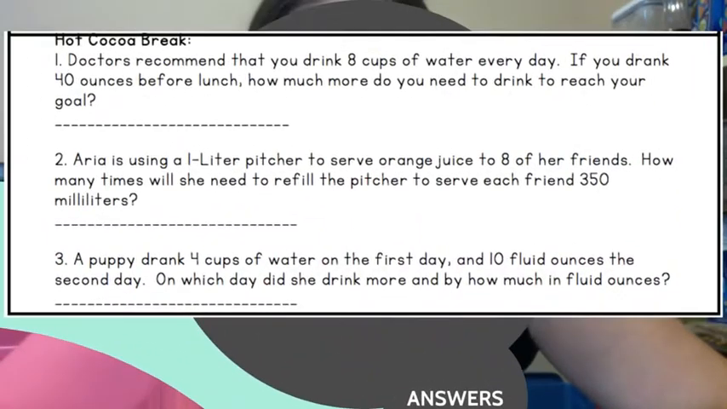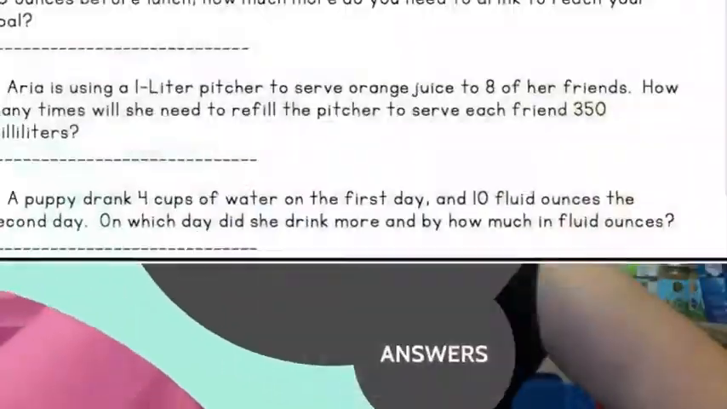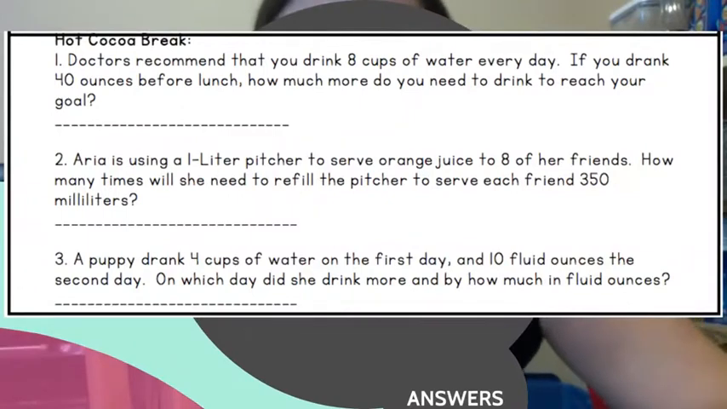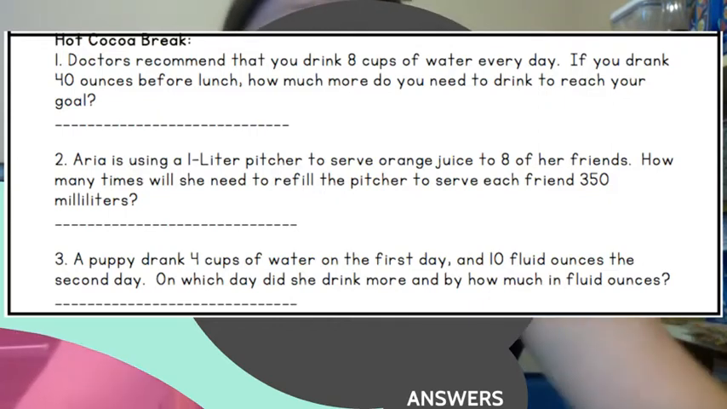For the hot cocoa break, it says doctors recommend that you drink 8 cups of water every day. If you drink 40 ounces before lunch, how many more do you need to reach your goal? So the first thing you need to do for this one is figure out how many ounces are in a cup. So let's figure that. Oh, I'm like totally losing my mind here. We said before that there are 8 fluid ounces in 1 cup, okay?